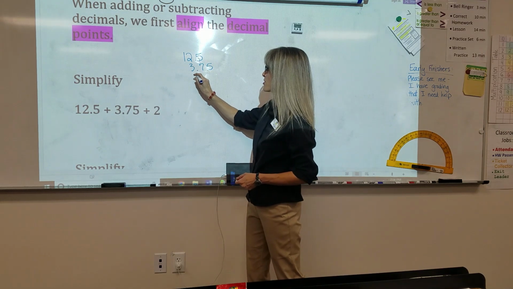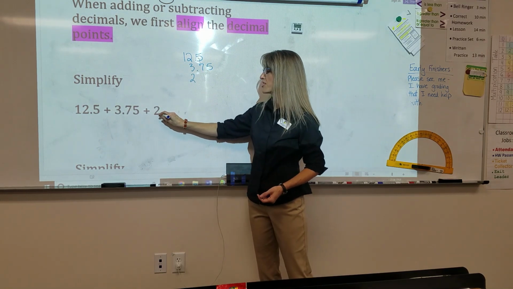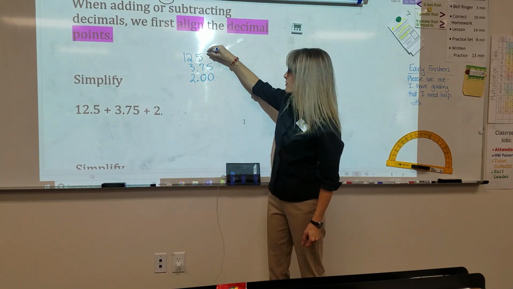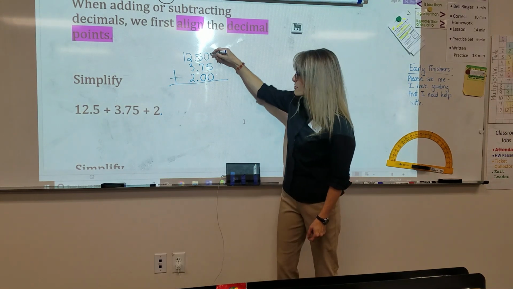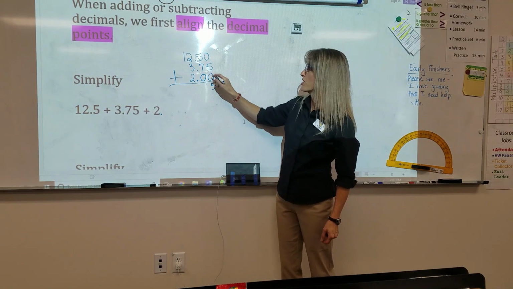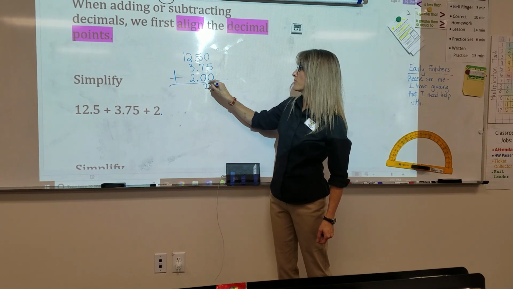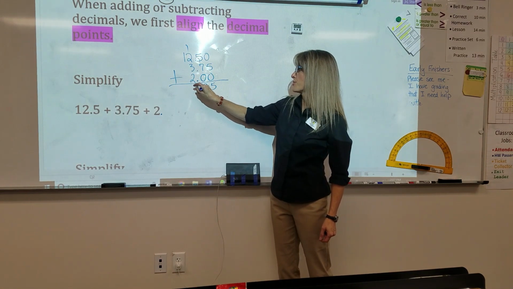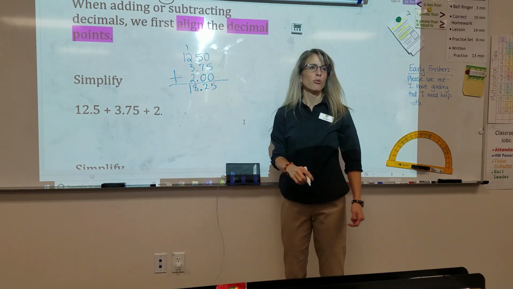So 12.5 plus 3.75. Again, I'm lining the decimals. And then 2, there are no decimals, but there's an invisible one there. So it goes there. And all the empty spots I fill in with zeros. Stack them up so I can see my hundredths column. 5 plus 0 plus 0. 7 plus 5 would be 12. Carry the 1. Bring down my decimal. 1 plus 2 is 3 plus 3 is 6 plus 2 is 8. And then the 1, we get 18.25.